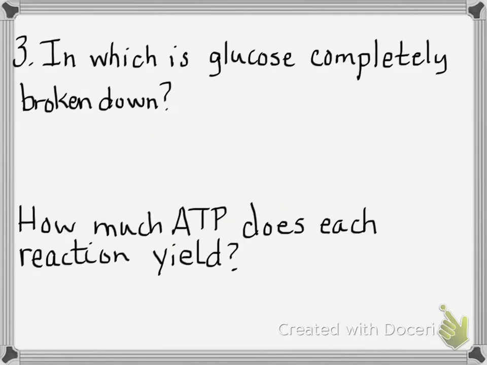Okay, you have the same 2 choices, anaerobic or aerobic. In which do you think the glucose is completely broken apart? The one with the oxygen, which is aerobic. Here's how I know. I know glucose is for energy. Everybody knows when you have glucose in your body, you're using it for energy?